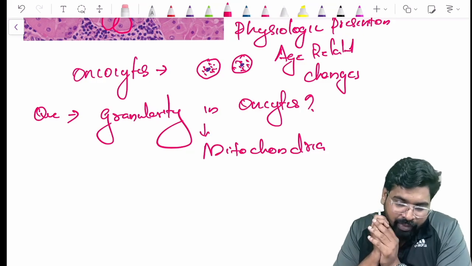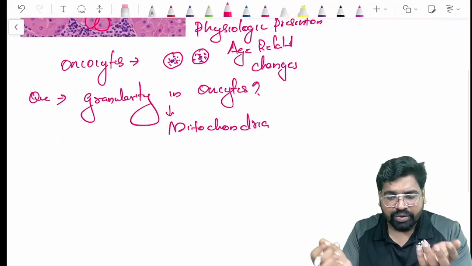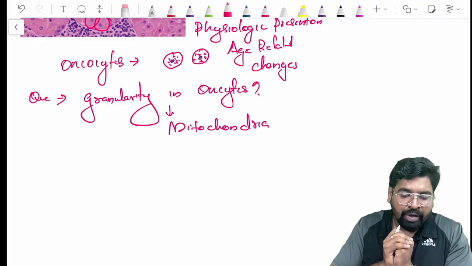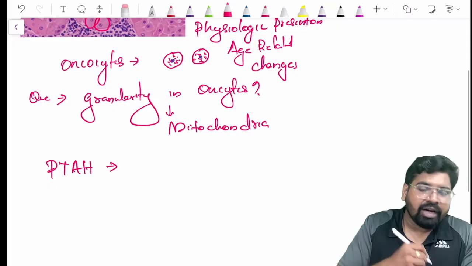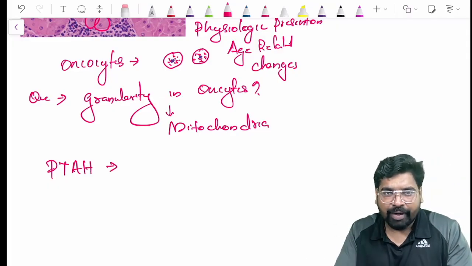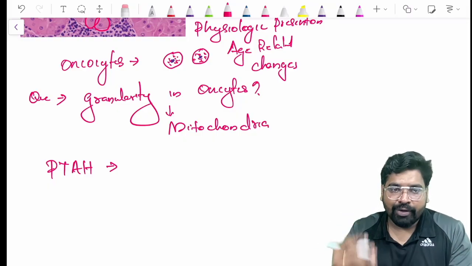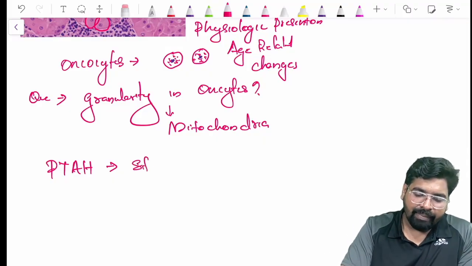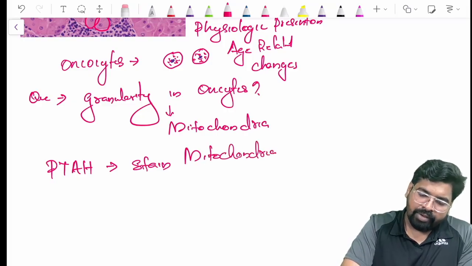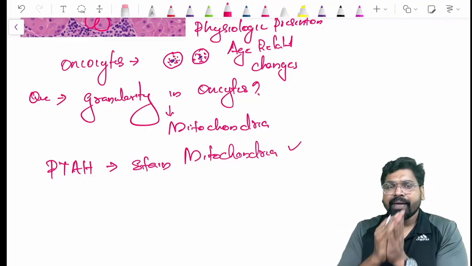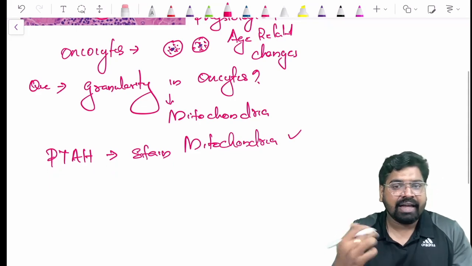So how can I prove that this is mitochondria? I can use a special stain, PTAH, phosphotungstic acid hematoxylin. This stain will stain the mitochondria. If that stain takes up these mitochondria, I can prove that this is mitochondria and this is oncocytoma.